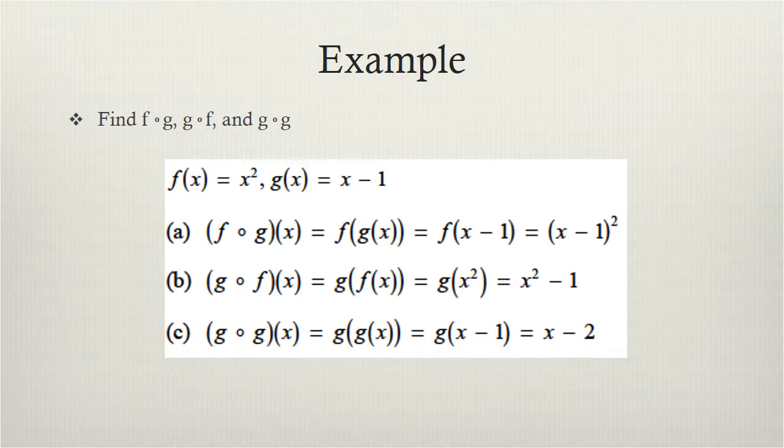So f of g of x is f of x minus 1, so that gives us x minus 1 squared. g of f of x is g of x squared, so that gives us x squared minus 1. g of g of x, that's g of x minus 1, so just put x minus 1 in place of x. Gives you x minus 1 minus 1, which is x minus 2.